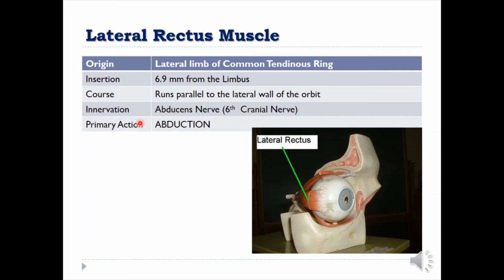So what is the primary action of the lateral rectus? It is abduction. Abduction is nothing but looking towards the lateral side. Looking towards the medial side, towards your nose, is known as adduction. Looking above is known as elevation. Looking below is known as depression. So now it is easy to remember. Superior rectus helps for elevation, inferior rectus for depression, medial rectus for adduction, lateral rectus for abduction.